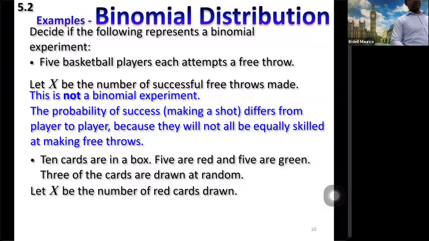X is the number of red cards drawn. Is this a binomial distribution? First, do we have a fixed number of trials? Three cards are going to get drawn, yes? Are the trials IID, identical and independent? Yes, they are, because every single time we're doing exactly the same thing. I'm drawing 3 cards. I've got 10, pulling 3 of them, yeah?